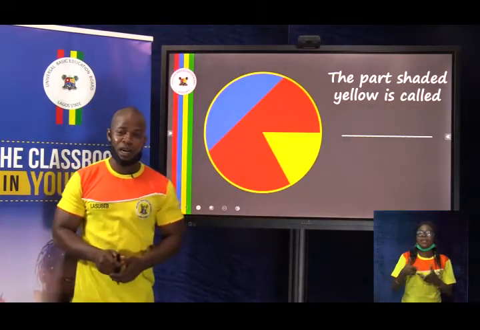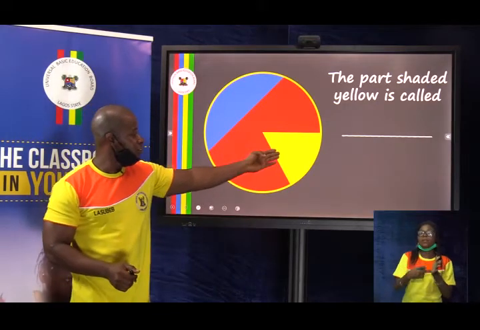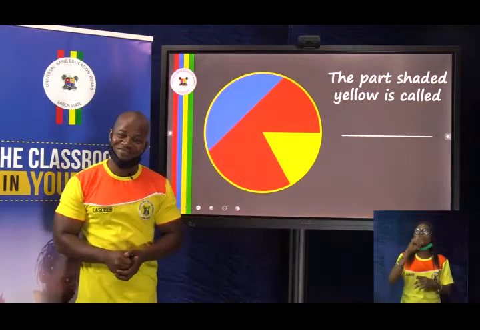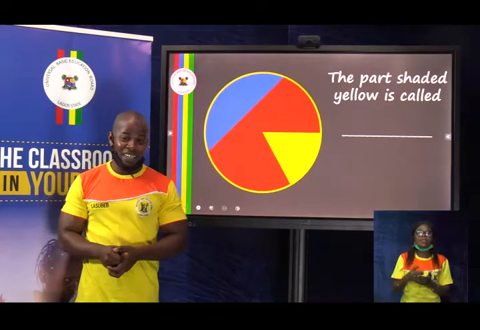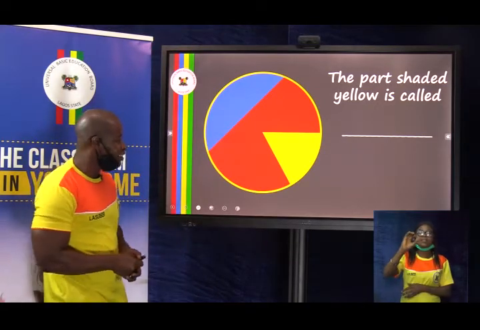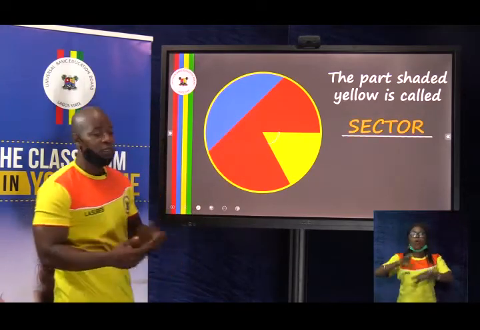So let's do some activity. The yellow part is called what? Easy, right? Did I hear you well? Did you say sector? Of course it's a sector because you have an angle, okay? So it is a sector.